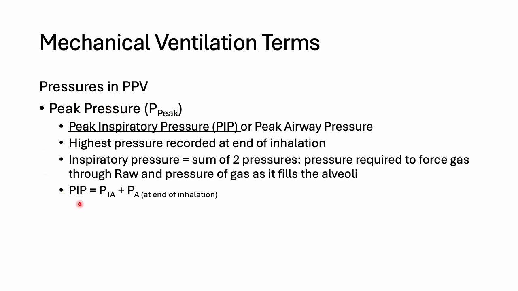So if you express this, PIP, peak inspiratory pressure, equals the pressure required to force gas through airway resistance, which we call trans-airway pressure, plus the pressure in the alveoli, big A alveoli, at the end of the inhalation. So this is what peak pressure means.